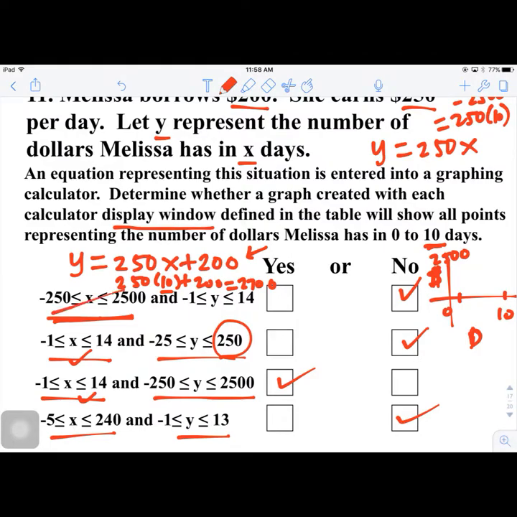In this case, the first choice is not a good choice, so we're going to select no. Second choice, go between -1 to 14. That would be a good window. And then if we look at the y, though, it only goes up to 250, so this would also not be a good window to choose because of the y. The next choice is for x between -1 and 14. That is a good window. And the y goes up to 2,500. So that's also a good window. So this is a yes. And the last one, it does not need to be 240. And then 13 is not enough to cover the dollar amount. So that's not a good window. So those would be the answers.